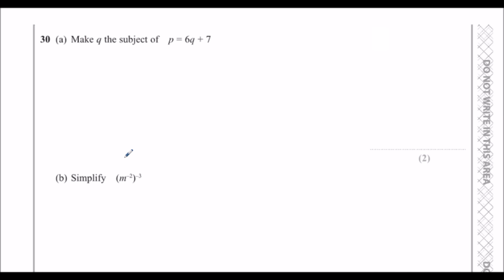Question 30. Make Q the subject of P equals 6Q plus 7. So make Q the subject means get Q by itself. So we need to get rid of the plus 7 first. To get rid of a plus 7, we take 7 away from both sides. So that will give us P minus 7 equals 6Q. So now we've got a Q multiplied by 6. To get rid of a multiplication, we do the opposite, which is divide. So divide both sides by 6. So Q is P minus 7 over 6.